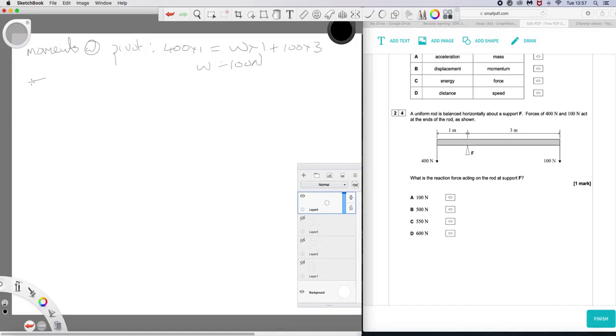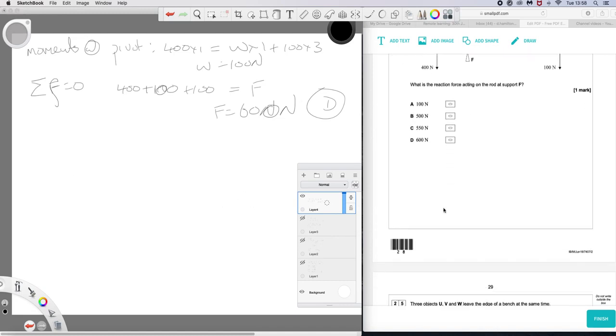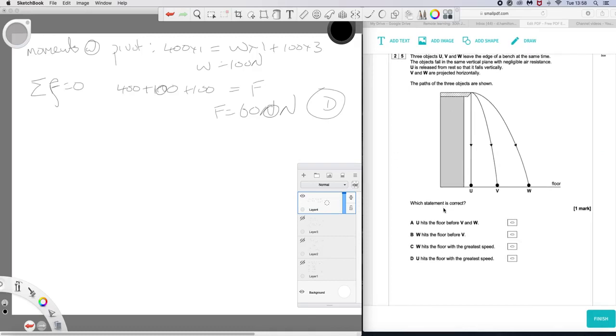And then we do our sum of forces equals 0. Maybe I shouldn't use F. Sum of forces equals 0. So we have 400 plus 100 for this 100 here, plus the 100 that is the weight of the beam. That has to equal F upwards. So F is 600 newtons. And 600 newtons is answer D. So, fair bit of work involved for 1 mark there. And you've got to read the question carefully.